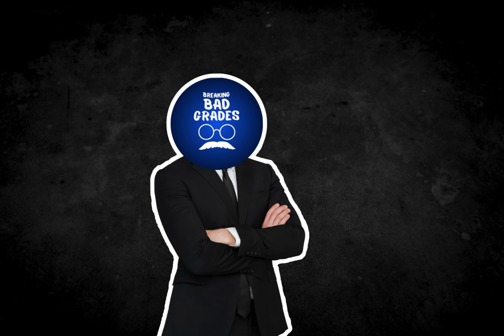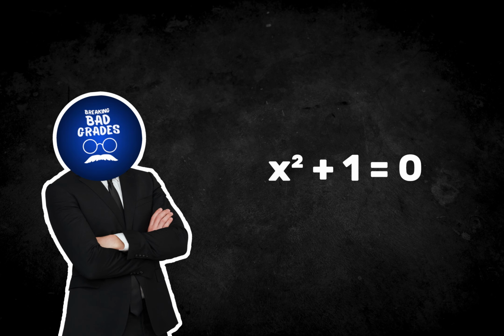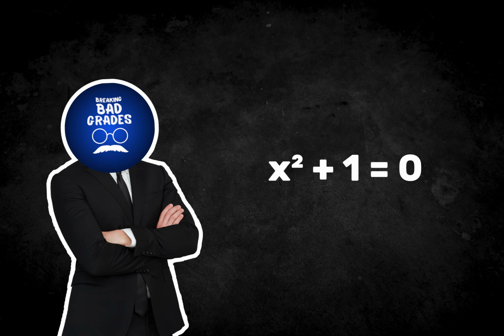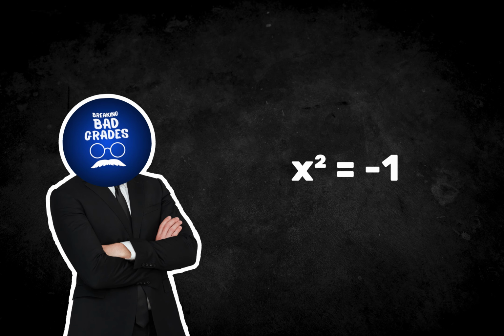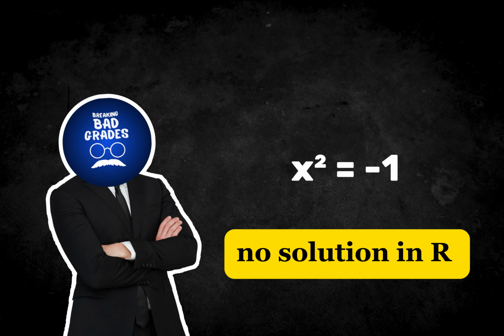Imagine you're asked to solve this equation. x squared plus 1 equals 0. We can also write this as x squared equals minus 1 if we subtract 1 from both sides of the equation. Pretty quickly, you'll notice there's no solution among the regular numbers. After all, no real number squared ever gives a negative result.